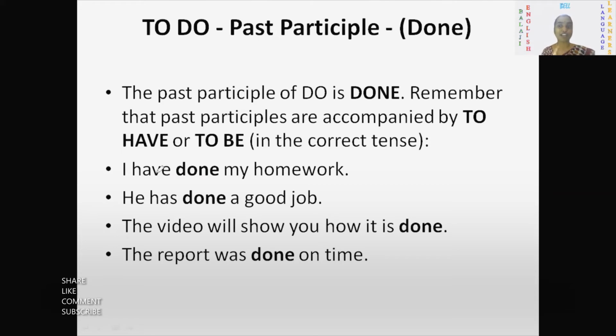This also I have done a video. You can check it out. Okay. The video will show you how it is done. How it done, we cannot say. So we are using the be form again, is. So you have to remember to use either the have form or the to be form along with the past participle done. Suppose I say another sentence like, the report was done in no time. That means they have completed it in no time.